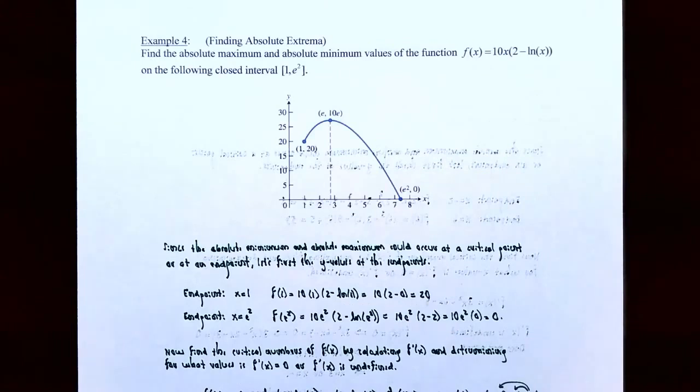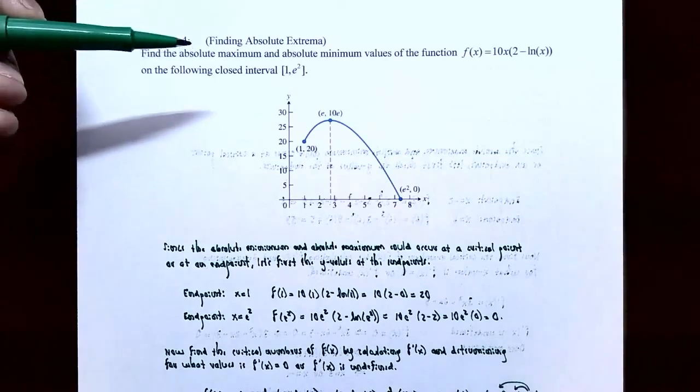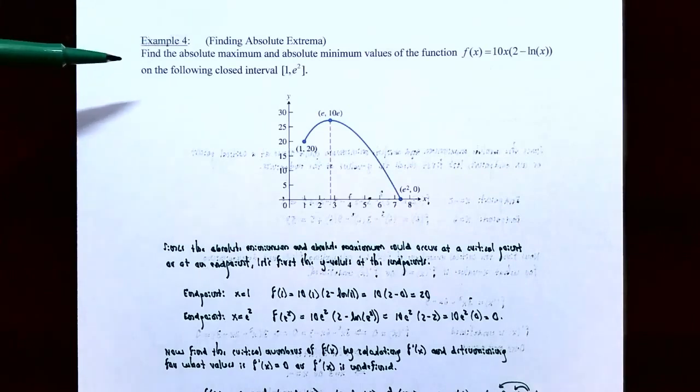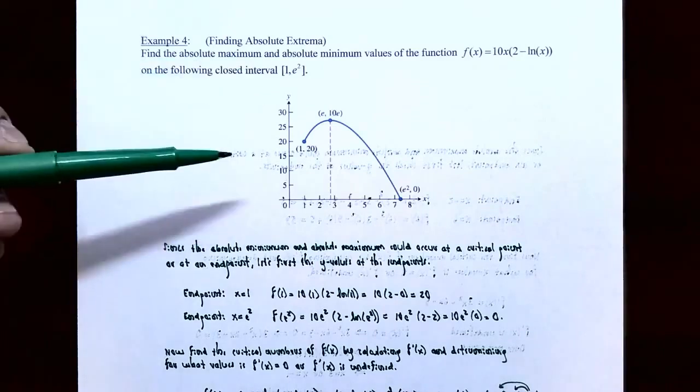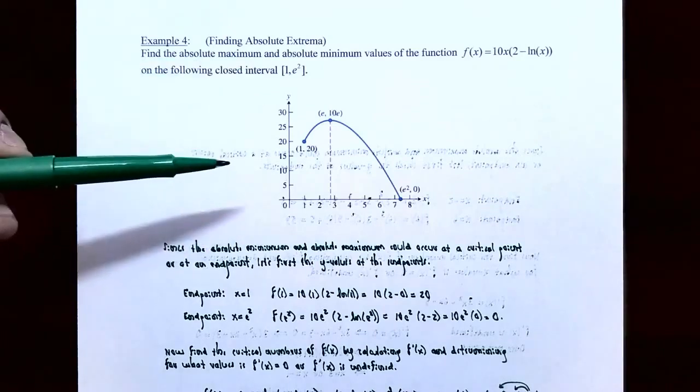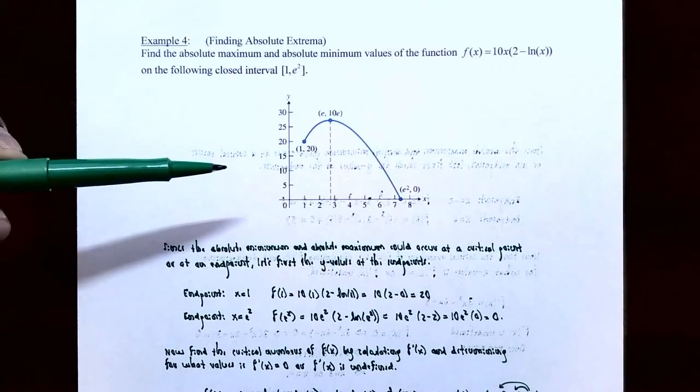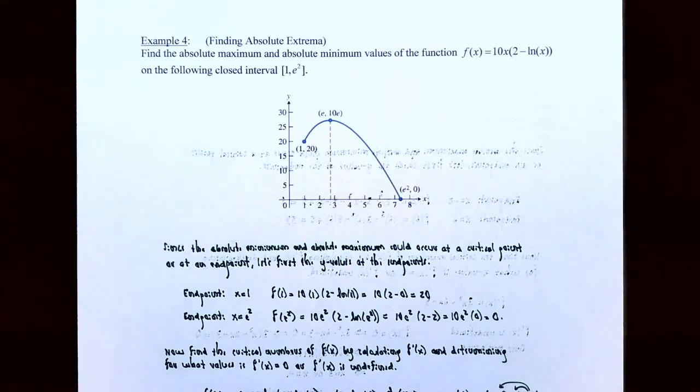We're going to review how to use the extreme value theorem to find the absolute maximum and absolute minimum of a function, but on a closed interval first. So example 4, finding absolute extrema. Find the absolute maximum and absolute minimum values of the function f of x equals 10 times x times the quantity 2 subtract natural log of x on the following closed interval, 1 comma e squared. Notice that we have a figure of the graph of the function here, but we're not actually going to use it to find the absolute maximum and absolute minimum.